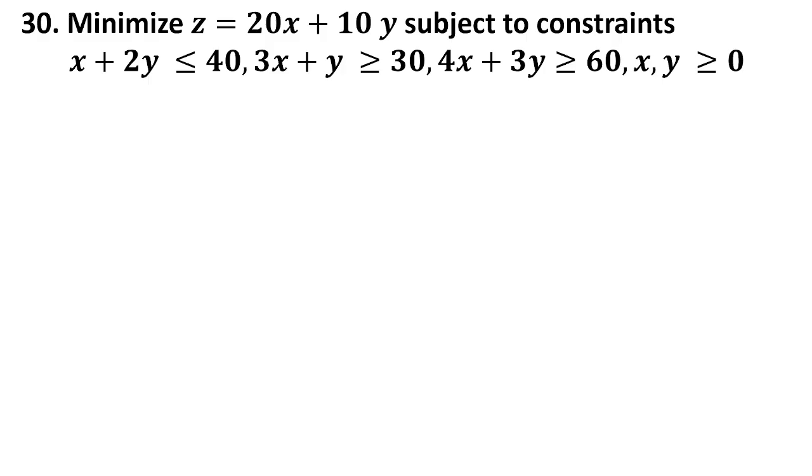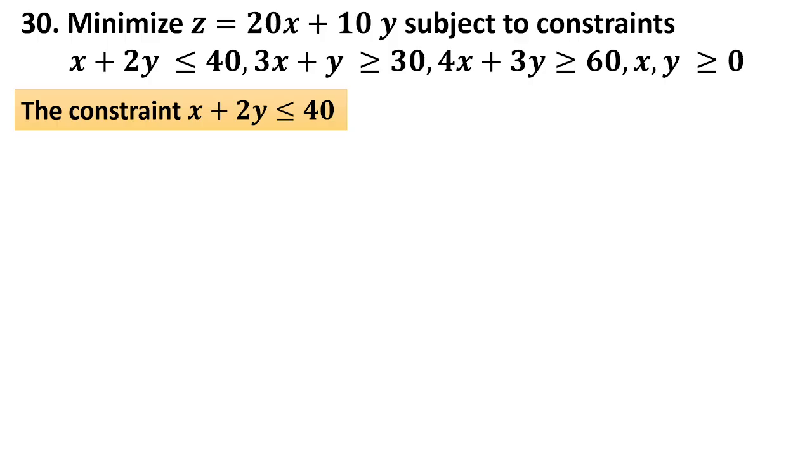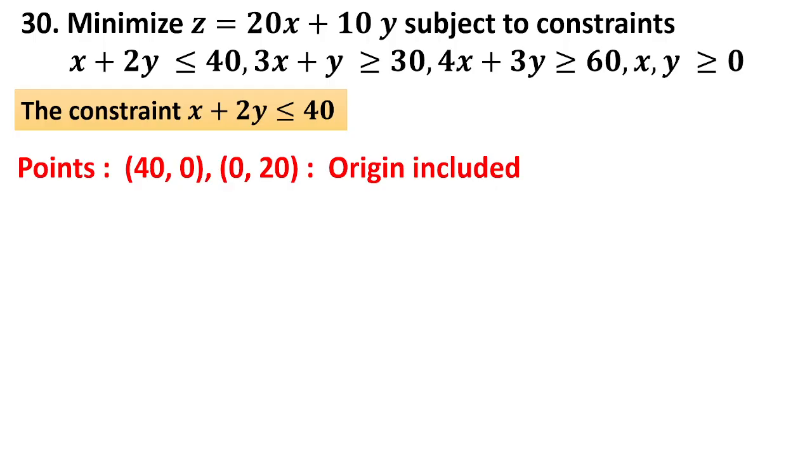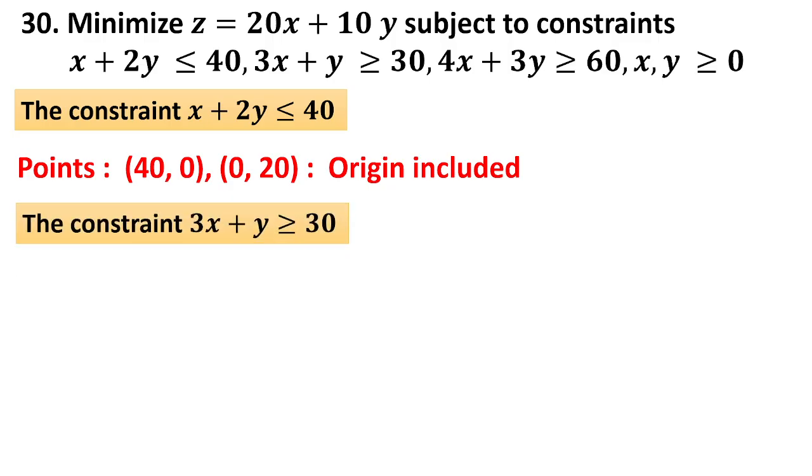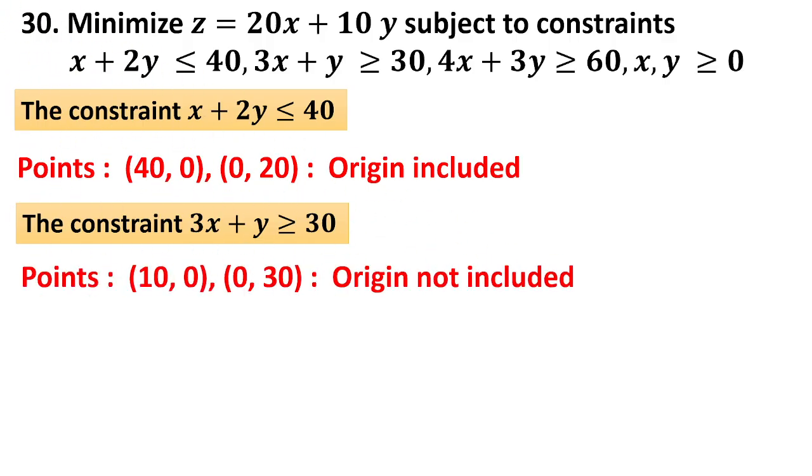Here 3 lines are there. Line number 1, this is the constraint. Get the points on the x-axis and y-axis. It will always be better to draw it quickly. I am getting the points on the x-axis and y-axis by putting x equal to 0 and putting y equal to 0. Less than or equal to 40, origin included. This is greater than or equal to 30. The points are obtained and origin not included because it is greater than or equal to 30.